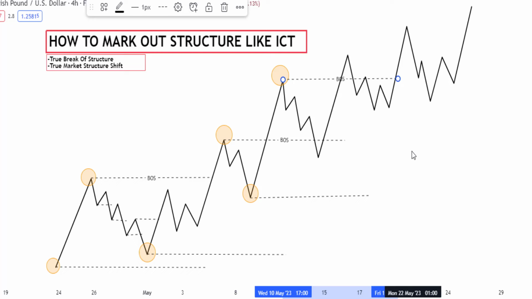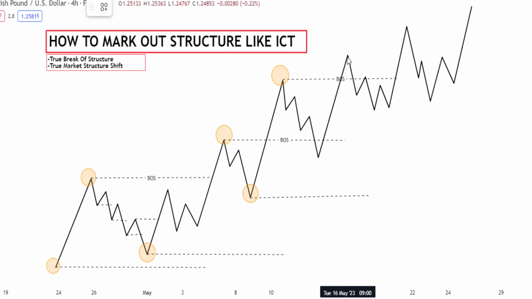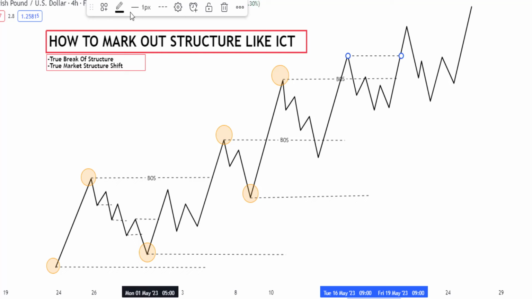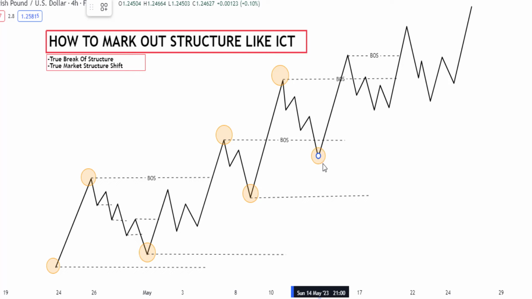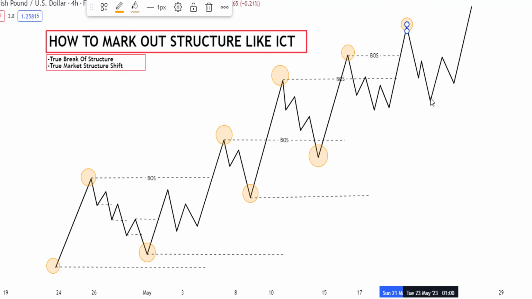Now when we go to the chart, I'm going to show you how to look at a correct and true break of structure. That is when you see the body of the candles actually close outside this level. And then the same thing here, we have this break of structure happened correctly at that point, and then the lowest level was actually here. So you're going to mark it out here and then here. This is the same thing here and then here. Okay, so this is how to correctly mark out structure.